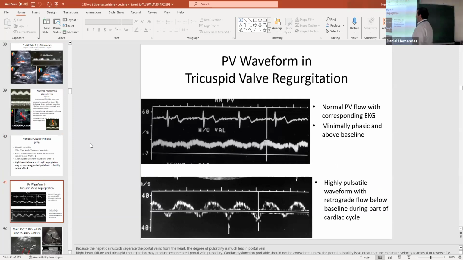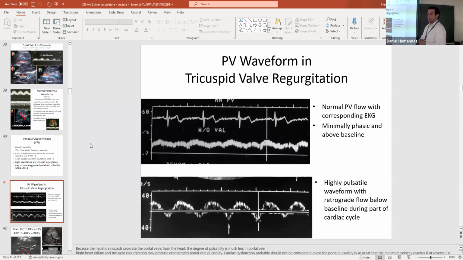So here we're seeing again, normal portal venous flow. So above the baseline, one direction, hepatopedal. What does this have to do with the tricuspid valve? So patients who have severe tricuspid regurgitation, it affects the hepatic veins, but then that also gets translated through the liver into the main portal vein.